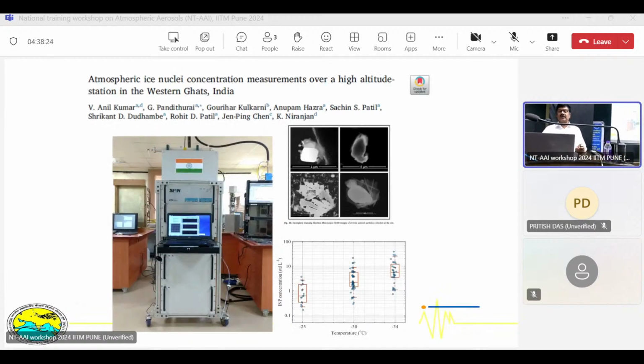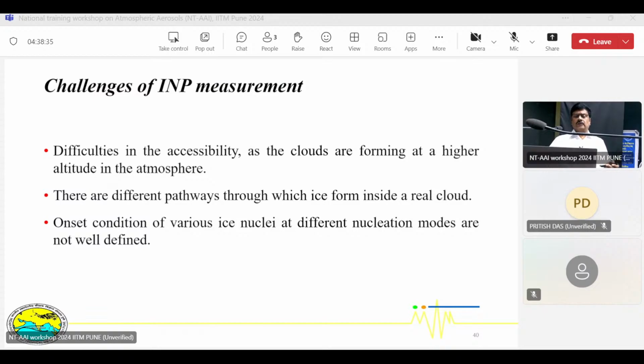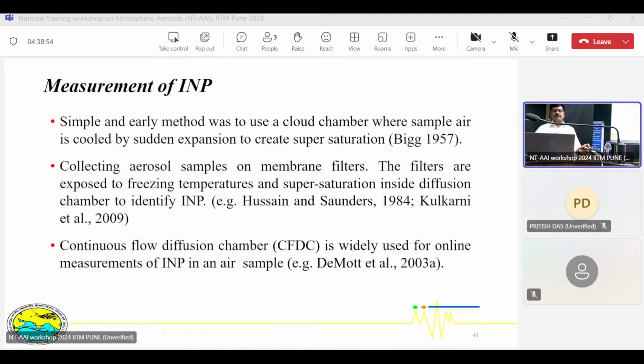So this is the ice nuclei counter you will be seeing in the Mahabaleshwar laboratory. It's called a spin spectrometer for ice nuclei measurements. The challenge for ice nuclei measurements is that the onset conditions for various ice nuclei at different nucleation modes are not very well defined. So I think I can skip this.